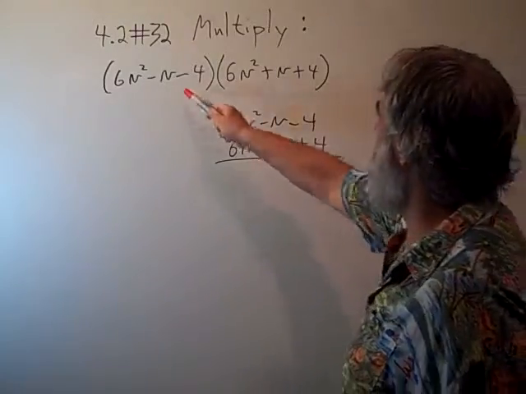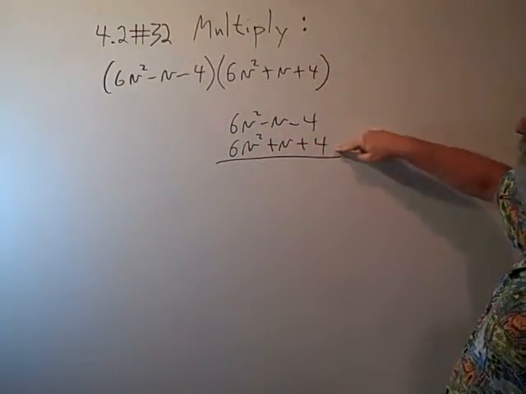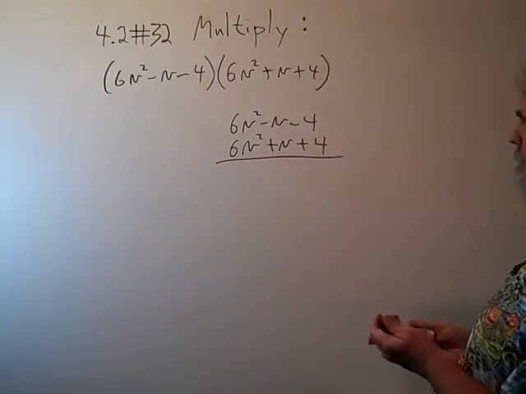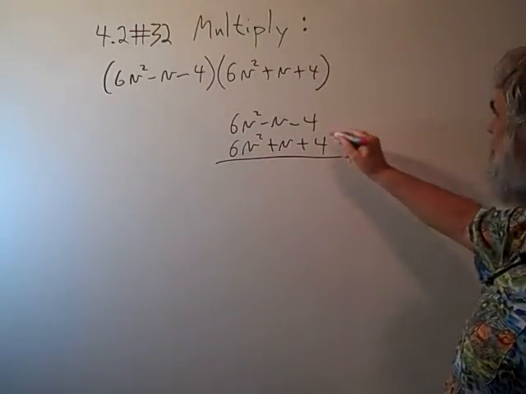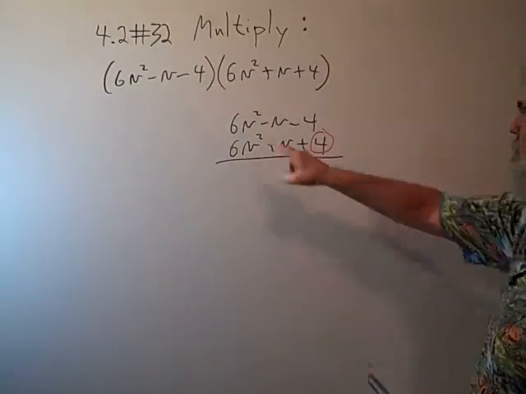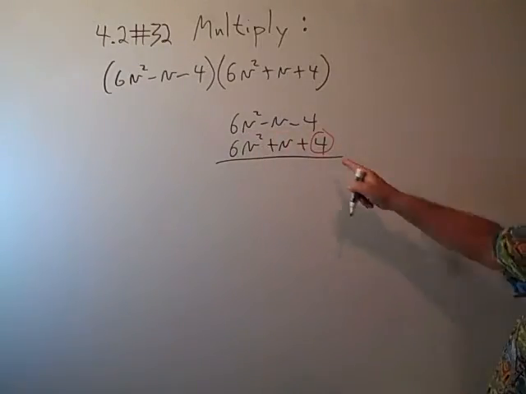Okay, here we've got two trinomials to multiply, and I've set it up to do vertical multiplication. With so many terms, that's usually the best way to proceed.